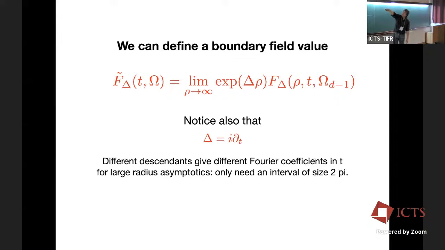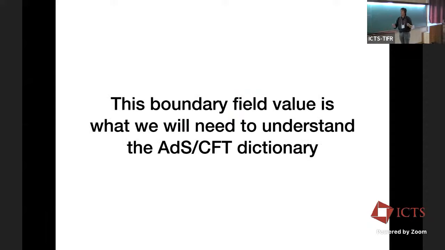And that frequency shows up in the asymptotics over here. So these functions will be oscillating in time, and the frequency of oscillation will be differing by steps of 1 in angular frequency. And if you have steps of 1 in angular frequency, you know that you can recover all the Fourier modes by taking a time of size 2 pi. This is a statement about recovery. It means that you don't need t from minus infinity to infinity to recover the Fourier modes. The Fourier modes are discretely spaced. So if you have something that covers the difference in frequencies, then you can recover the amplitudes. So this is a statement about Fourier analysis. And this boundary field value that I just constructed is what we will need to understand the AdS dictionary.